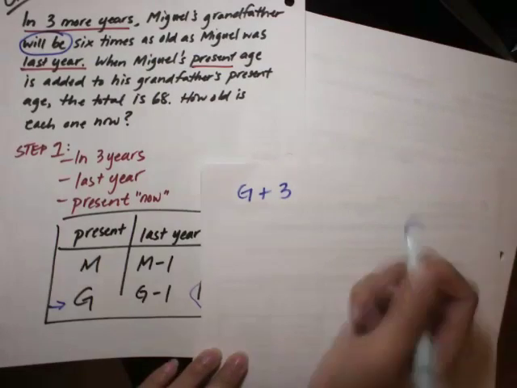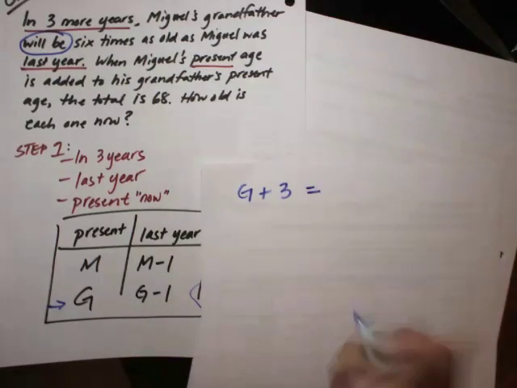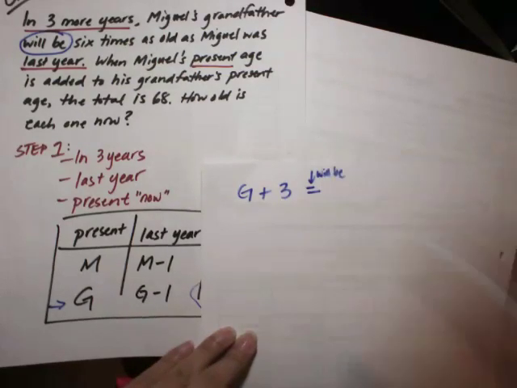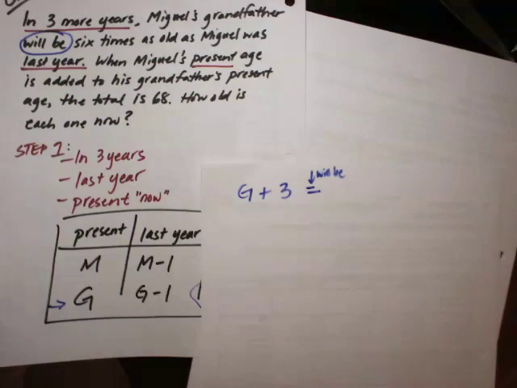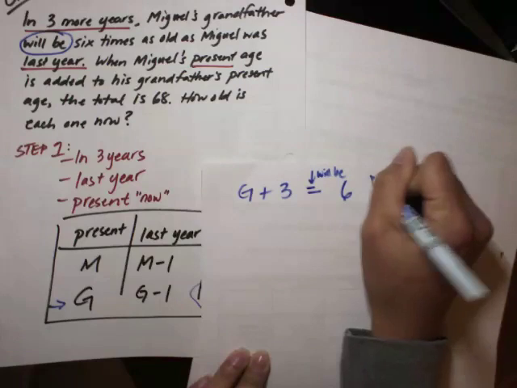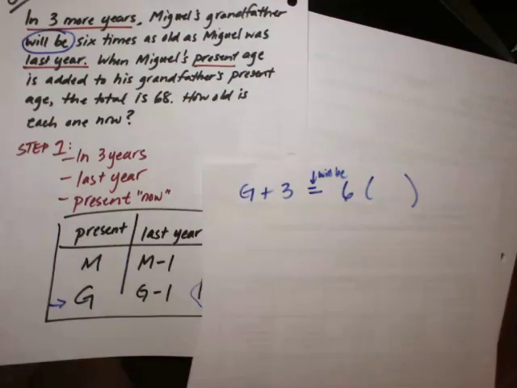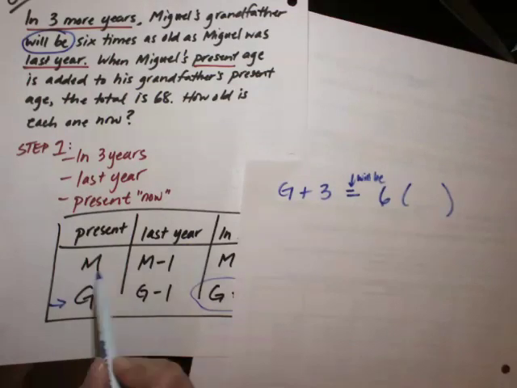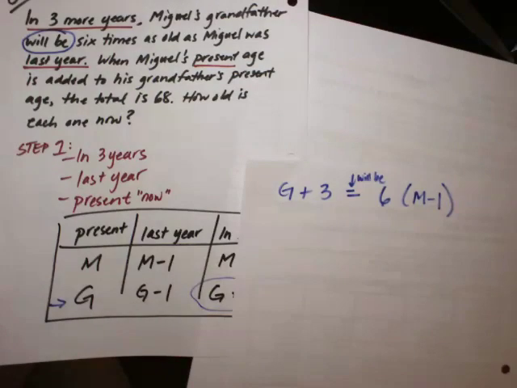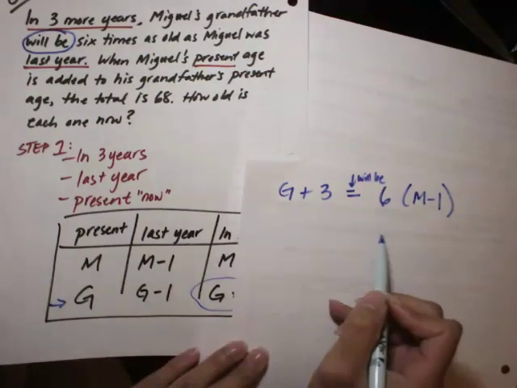6 times as old as. The will be part is here. Will be represents the equal sign. It's another way of saying is. It is the future tense of is. So he will be 6 times as old as Miguel was last year. Well, how old was Miguel last year? We're going to have to go back to our chart. Last year, Miguel was M minus 1. Okay. So we have our first equation here.